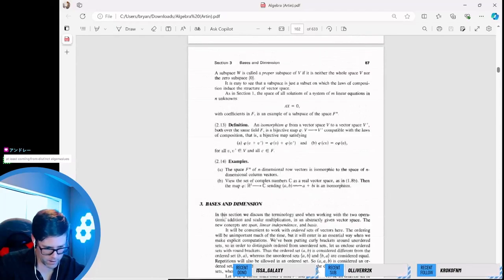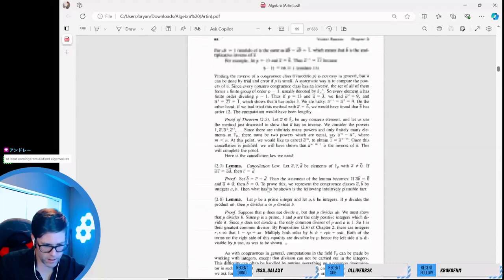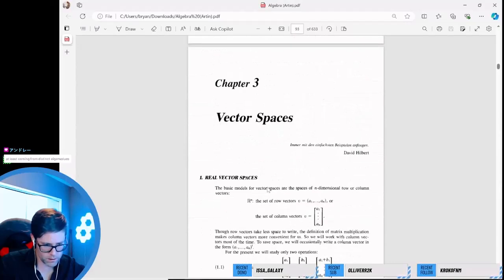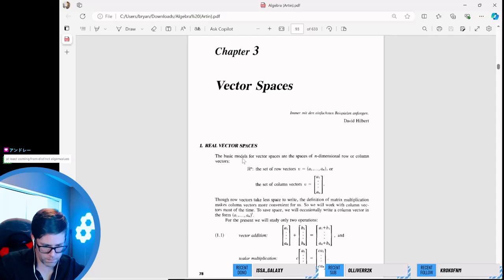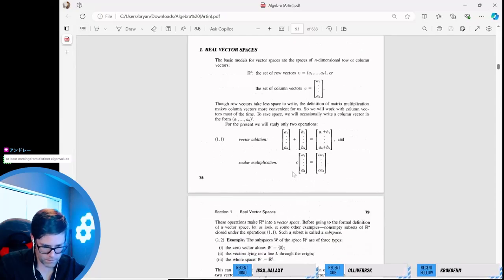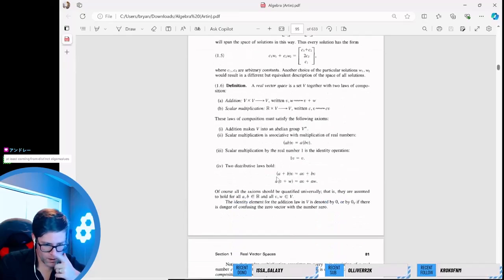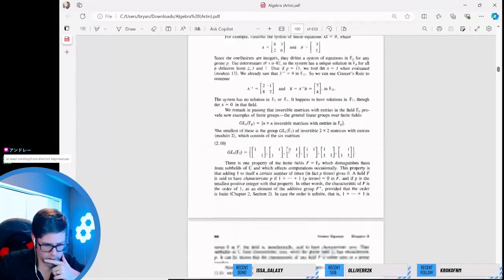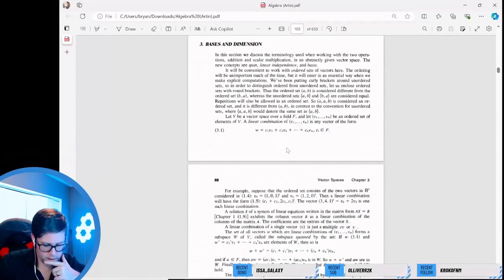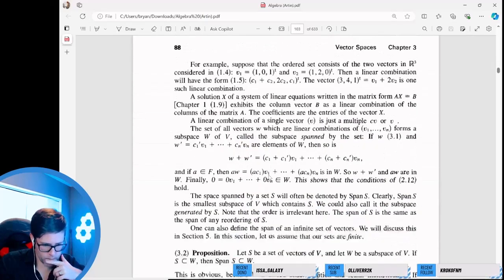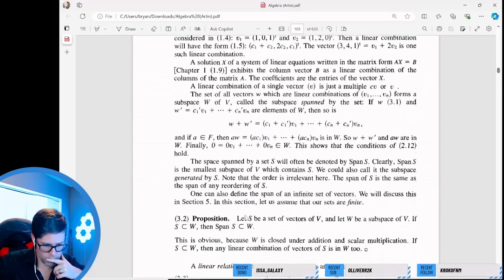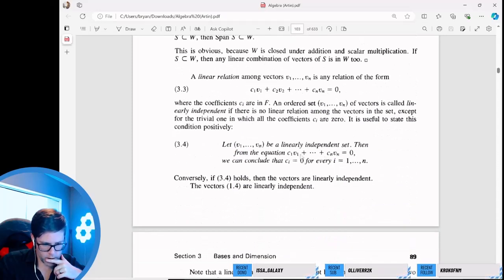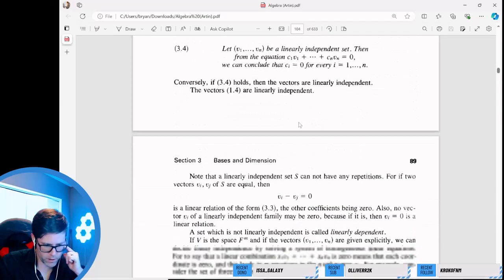Vector spaces, basis and dimension. I think he talked about it in like the independence section. So real vector spaces. Abstract fields, basis and dimension. Maybe it was inside here. Linear relation. Yeah, so that's one way that we usually think about independence.